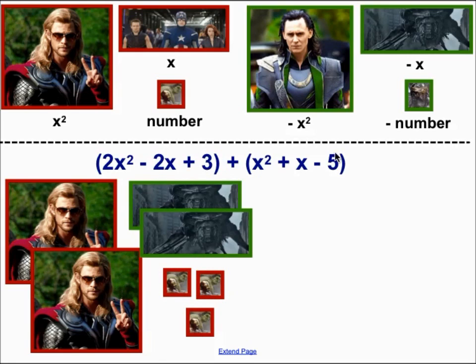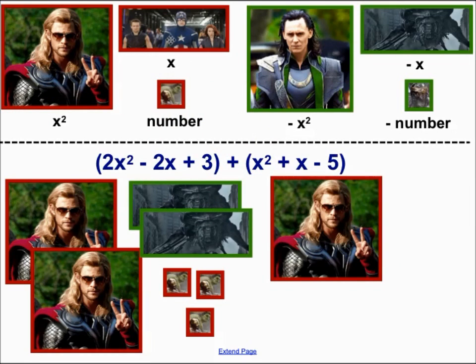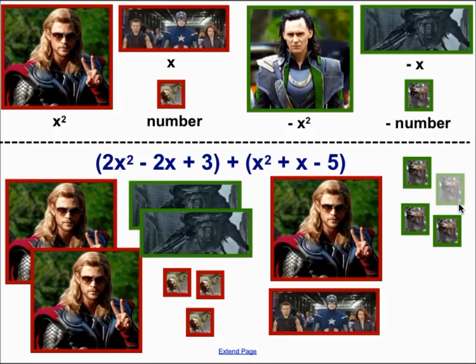Now the second polynomial, I'm going to put them over here. So we have an x squared, that's 1 Thor. Okay, 1x, that's one of these guys. Put them down there. And minus 5, so minus 5 Chitauri. I hope I'm saying that right. See, the point of this is that you learn how to do algebra. I'm less concerned about your knowledge of the Avengers. As great a movie as it is, but okay, now we're adding them together.